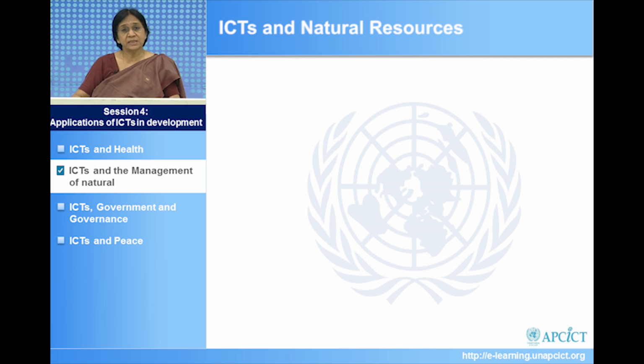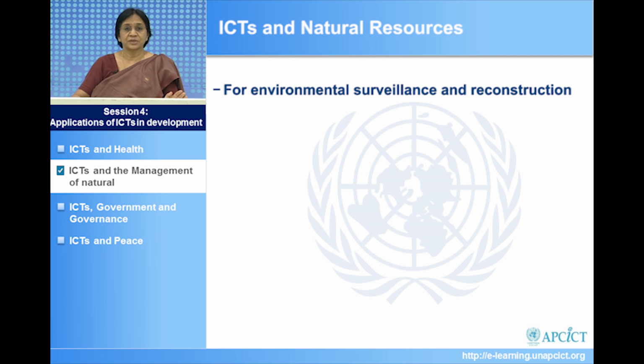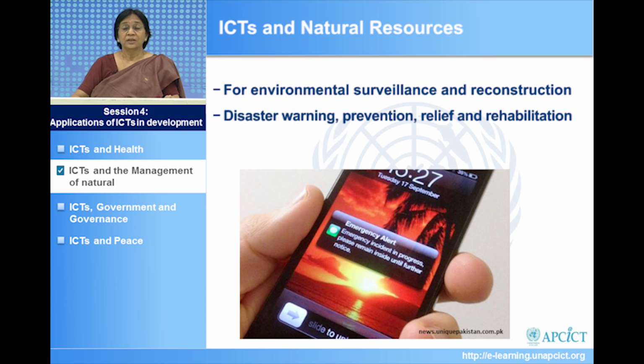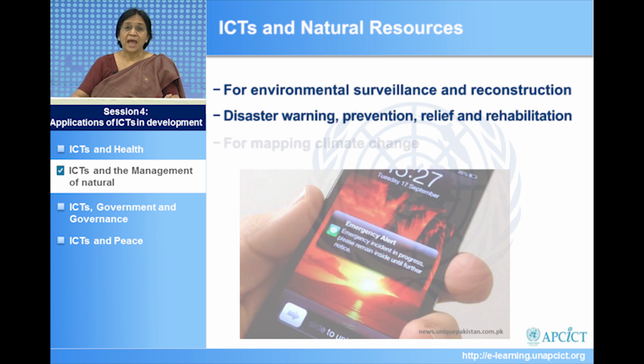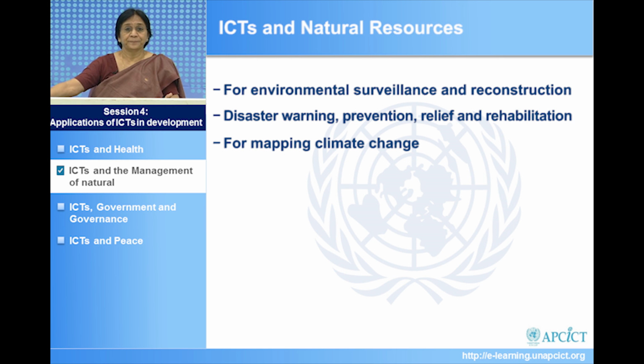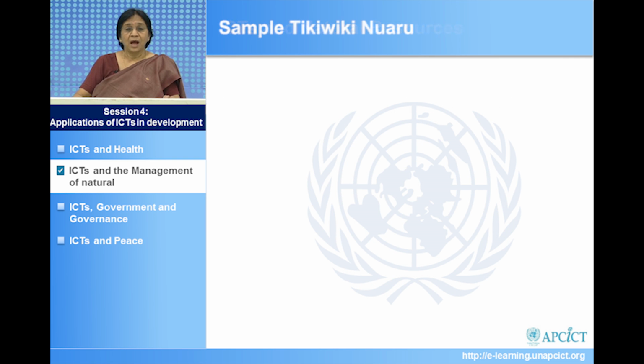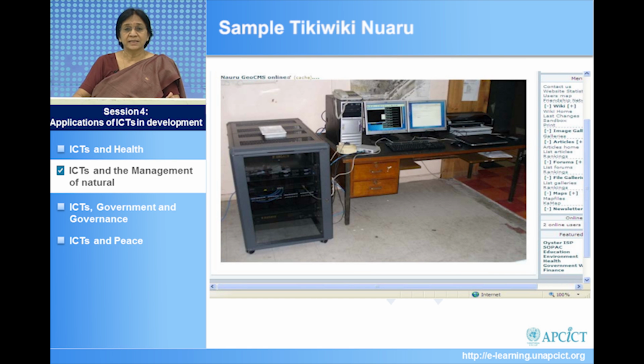What can we use ICTs for? We can use ICTs for looking after an environment, environmental surveillance and reconstruction. We can look at ICTs as providing disaster warning, prevention, relief, and rehabilitation, and for mapping climate change. Out in the Pacific Islands, susceptible to climate change, susceptible to tsunamis, susceptible to floods and cyclones, it is very, very important that there be timely warning systems enabling people to move to safer locations.